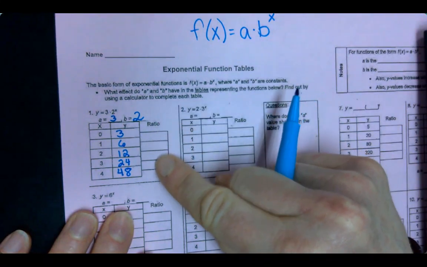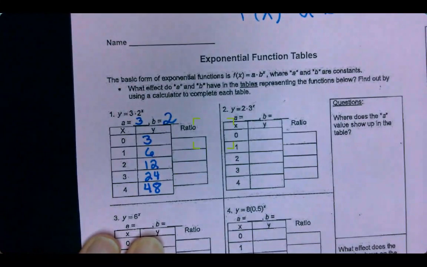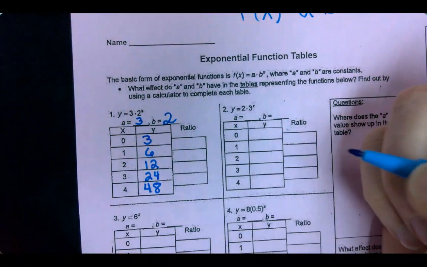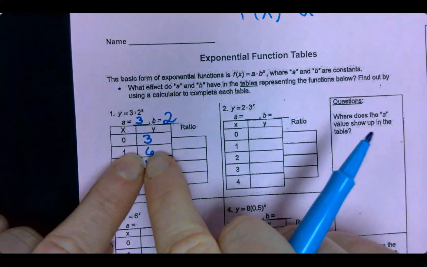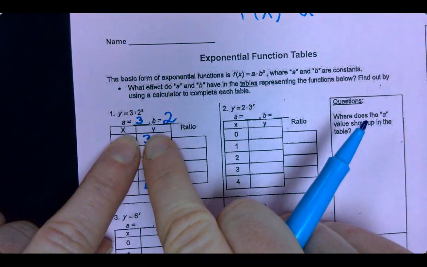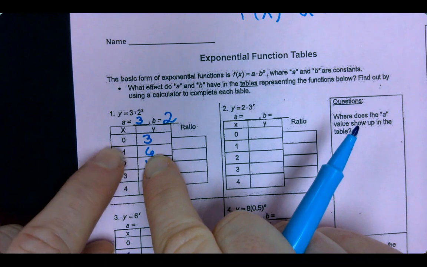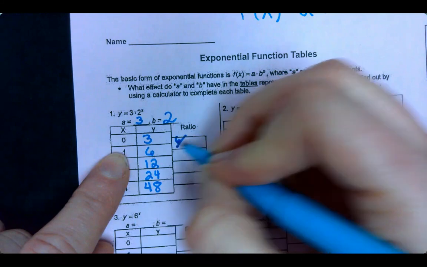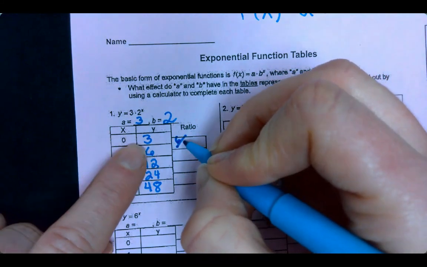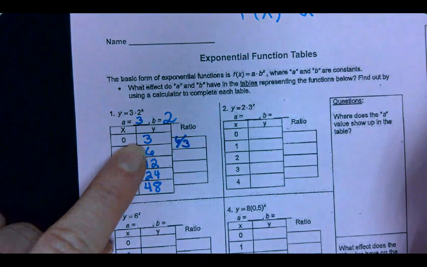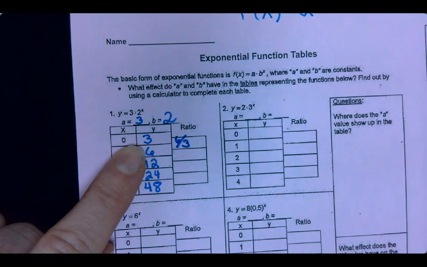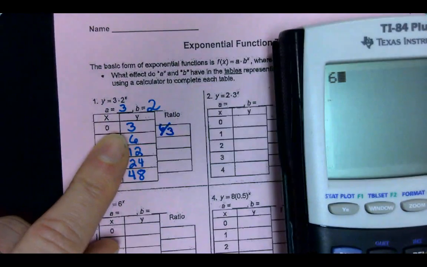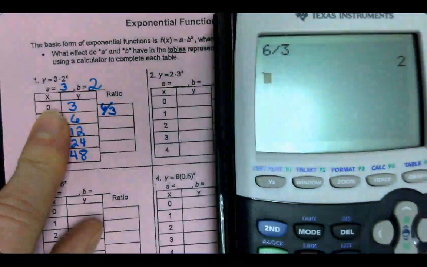The next part is to find the ratio. You're doing the ratio going from one value to the next. So the way we do that is by dividing. A ratio is like a fraction that's reduced. So I'm going to take 6, when x is 1, y equals 6, and divide by when x is 0, y is 3. So that's 6 divided by 3. If you need to, put it in the calculator. 6 divided by 3 is 2.